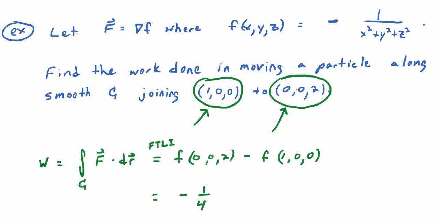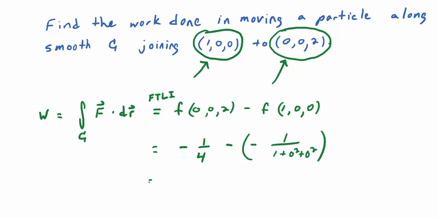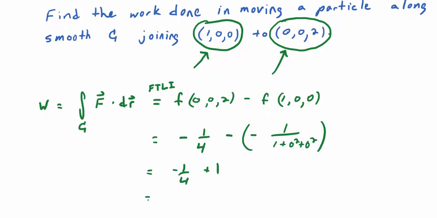So I'm plugging in 0 for x, 0 for y, 2 for z. Everybody see where that's coming from? And then minus f of 1, 0, 0. Okay, it's negative to begin with, so that would be minus negative 1 over, okay, now we're plugging in 1 for x, so it's 1 squared plus 0 squared plus 0 squared, showing you a little more detail in that one. And so you get negative 1/4 plus 1, minus a minus 1, which is what? 3/4.